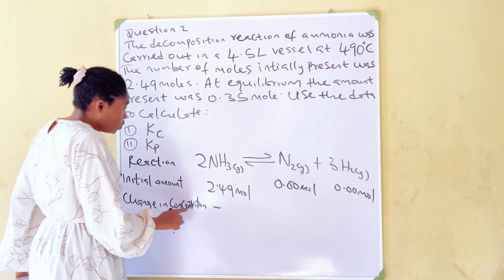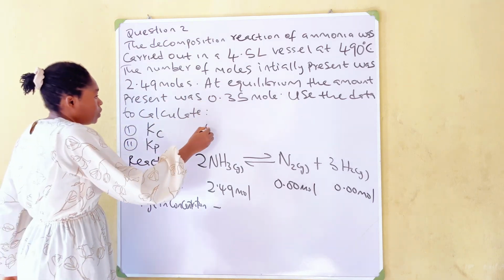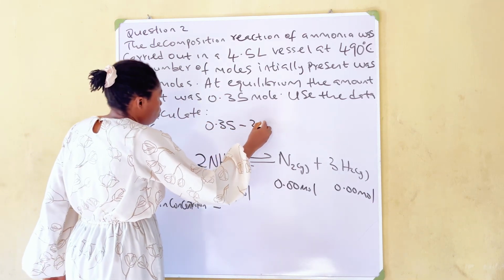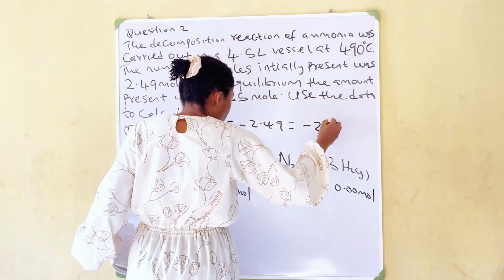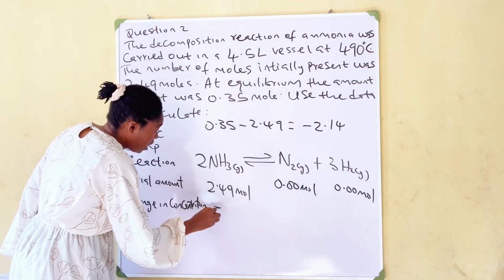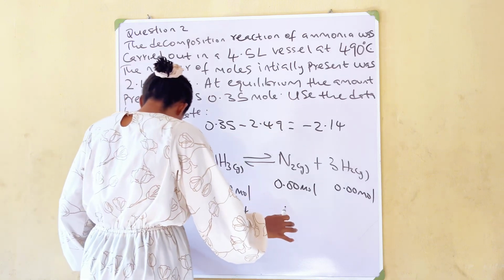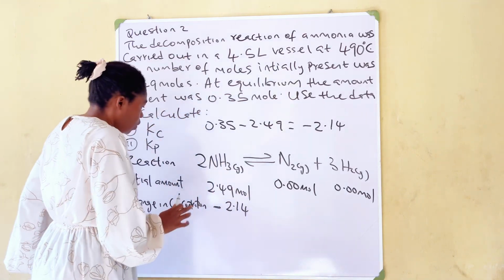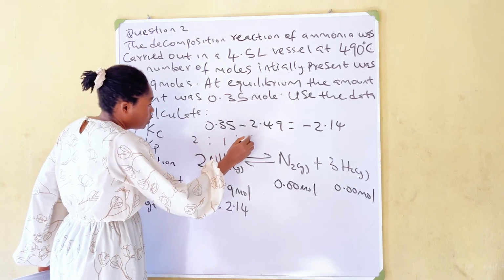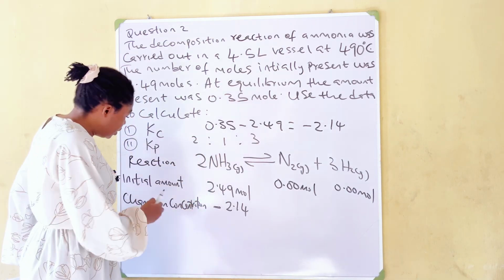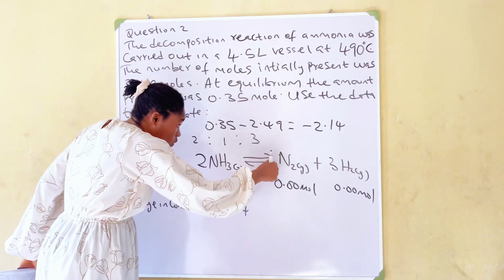When product appears, we use plus. So how do you get the change in concentration? Simply do this minus this: 0.35 minus 2.49, which will give you minus 2.14. So change in concentration is minus 2.14. Okay, look at this. I have 2 moles here, so the mole ratio is 2:1:3. So the change in concentration of this one is 2.14. Now I'm going to find the number of moles.